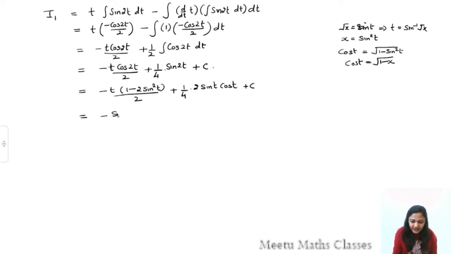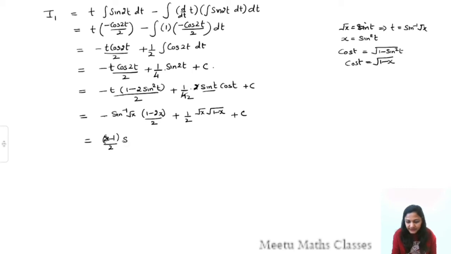So t is sin inverse of root x, and this will become (1 minus 2 sin square t) is x upon 2 minus... this will become 1 by 2 sin t is root x and cos t is root of 1 minus x, plus c. So this will become, minus can be taken inside, so it will become (2x minus 1) upon 2 sin inverse root x plus 1 by 2 square root, if you multiply inside the root you will get x minus x square plus c. So this will be your I1.